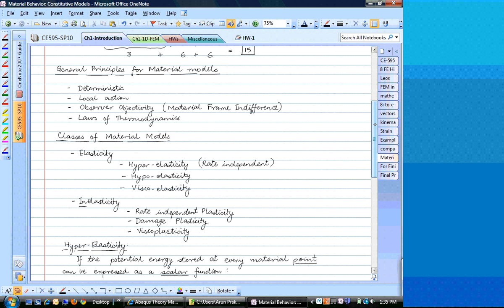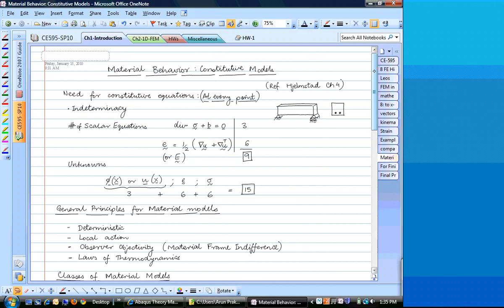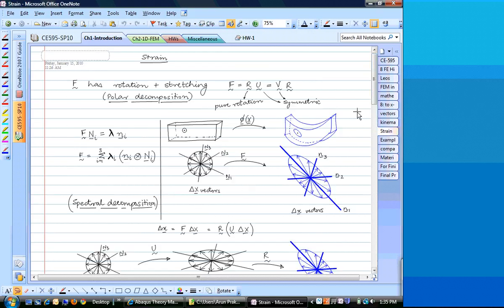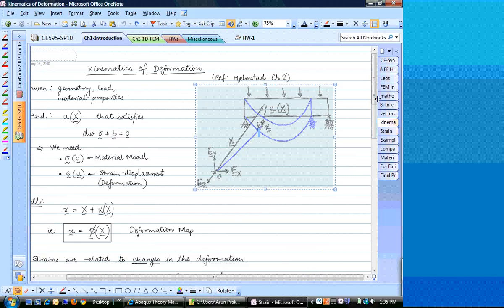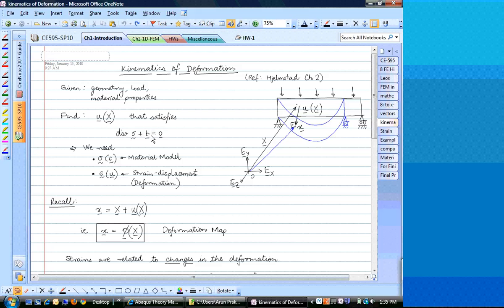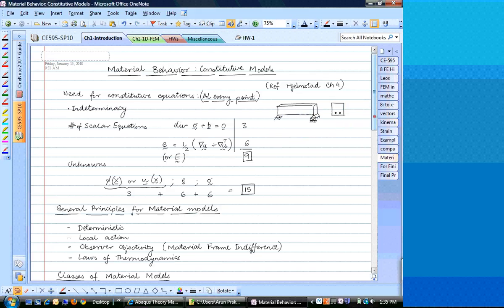Okay, so what I'm going to talk about today is material models. Why do we need material models? Because again, if you remember, we had this equation to solve, and we decided that we know that stress is some function of strain, and strain is some function of displacement. So we are going to talk about this material model.